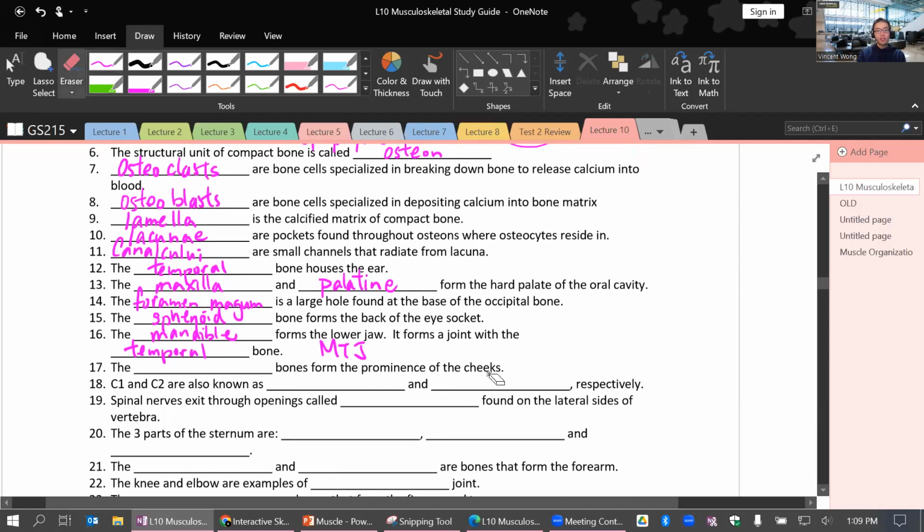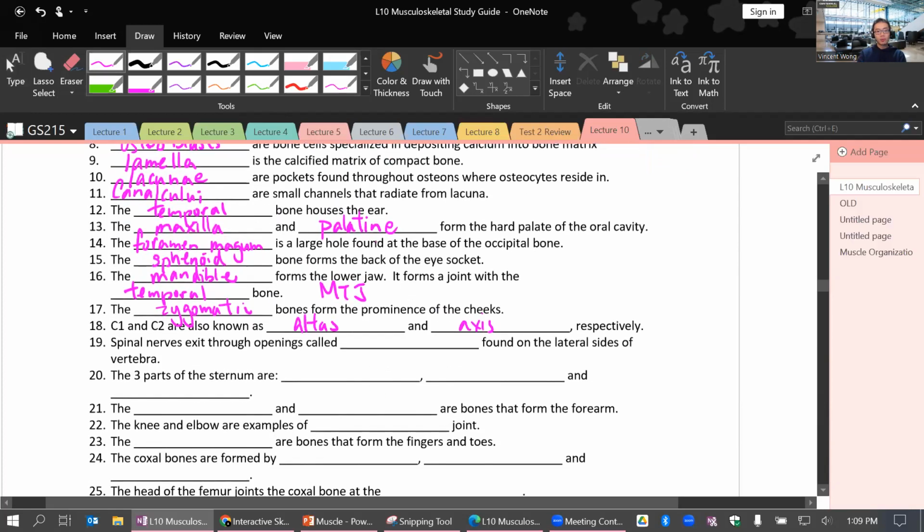Which bone forms the prominence of the cheek? Zygomatic, which also forms the side of your eye socket. C1, C2 is atlas and axis. If you have trouble remembering which one is 1 and which one is 2, look at them alphabetically. Okay, put them in alphabetical order. L comes before X, C1 and C2.